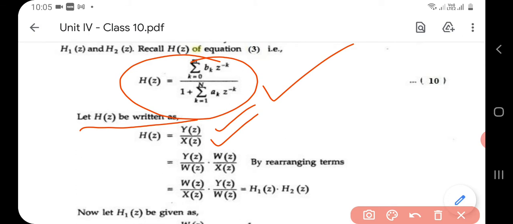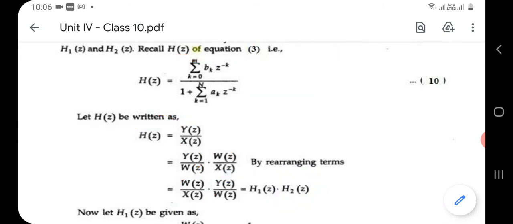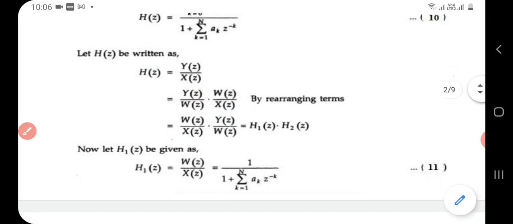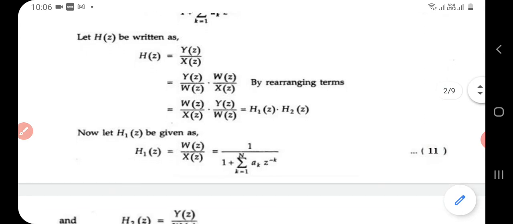Now you are just multiplying and dividing this Y(z) by X(z) with W(z), and then we will get this. So W(z) by X(z) is H1(z), whereas Y(z) by W(z) is H2(z). Okay, so H(z) has now become the product of H1(z) and H2(z).